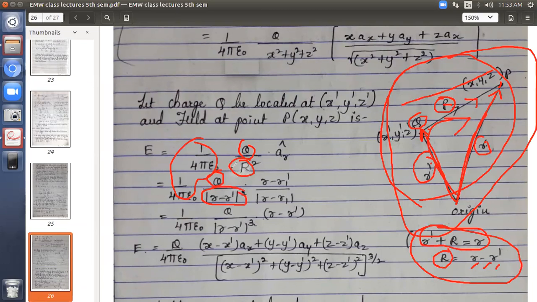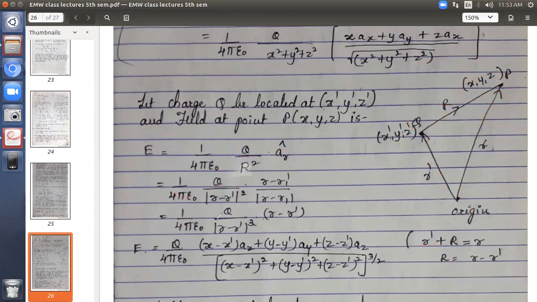This is the R magnitude, its magnitude square. And what is AR cap? Whatever this position vector capital R is, that value divided by its magnitude. Whenever you want to calculate the unit vector, it is a vector divided by its magnitude. Further, this is as it is. In the denominator, check the powers: 2 plus 1 will be cube, and this is the same. This you discard, okay?